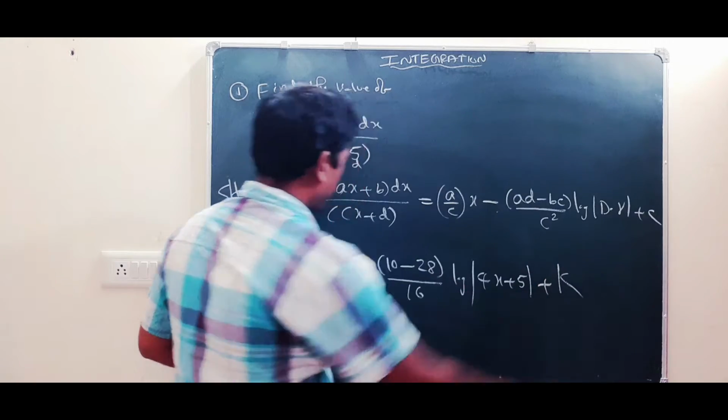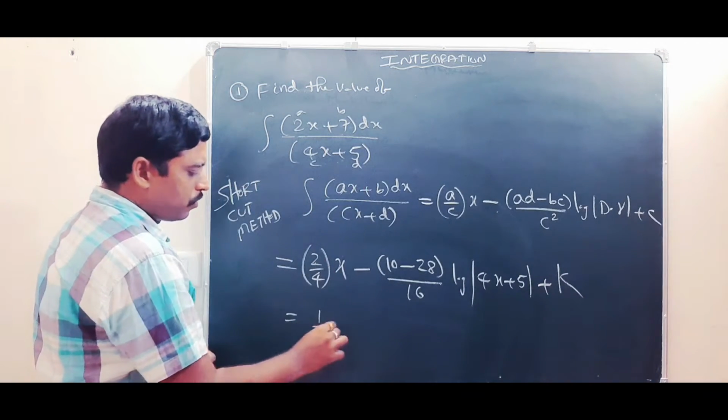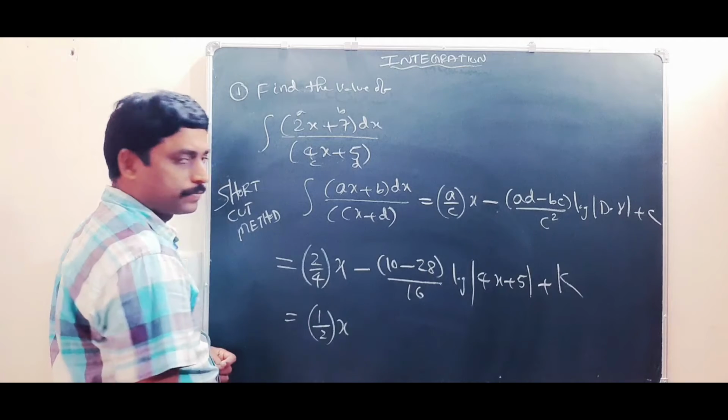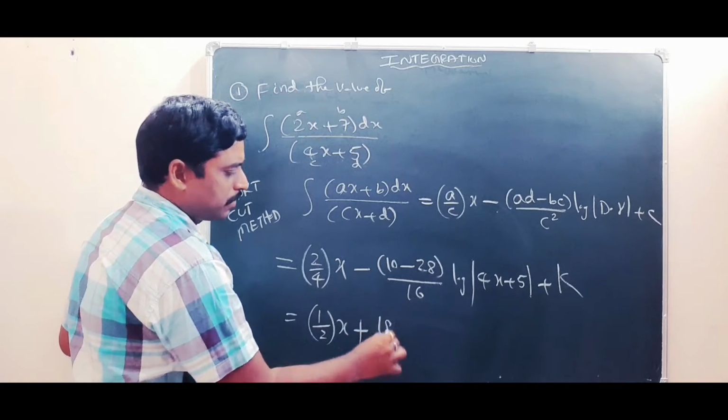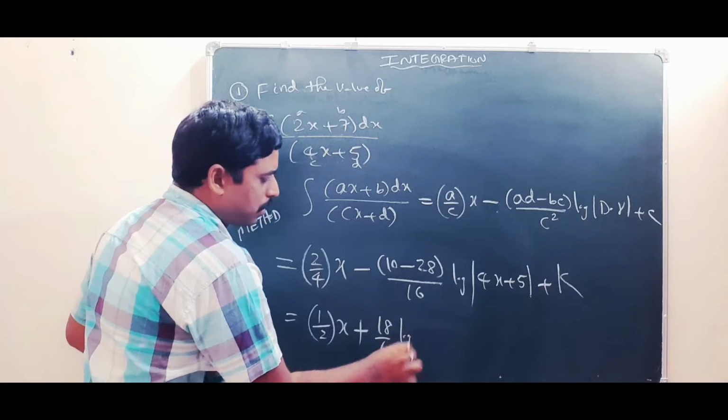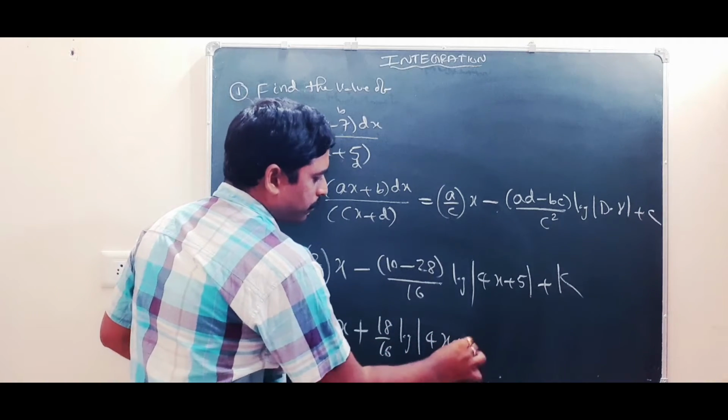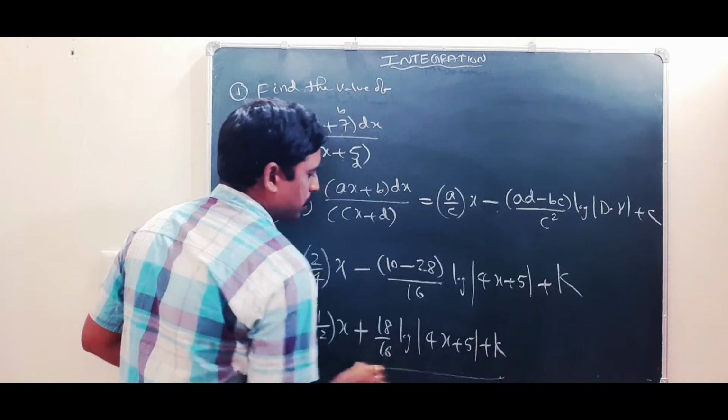Okay, write constant plus k. Okay, it is going to be 1 by 2 into x. So minus into minus is plus. This is 18 by 16. Log of 4x plus 5 plus k. This is the answer.